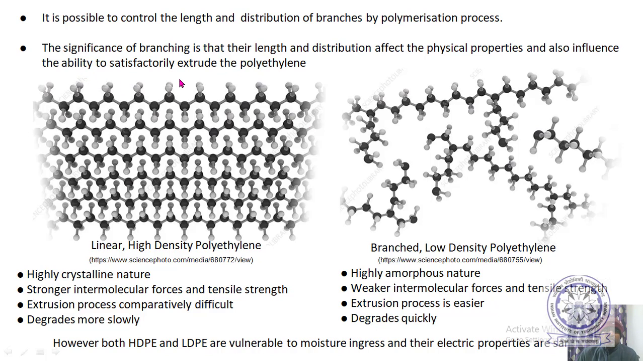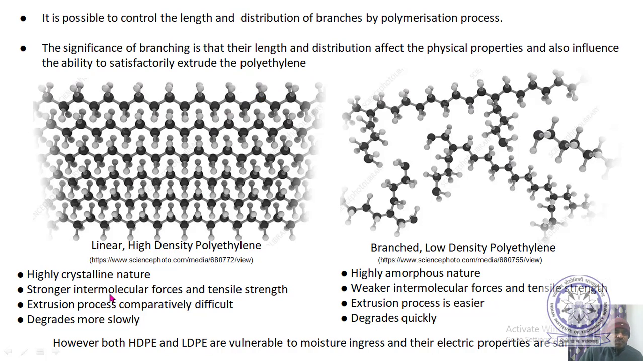Satisfactory extrusion means the extrusion process should not lead to any problem in the structure of the insulation. If the material is very hard, then extrusion becomes difficult. So for satisfactory extrusion, the physical properties do have an effect. The physical properties which depend on the branching will affect the extrusion process.